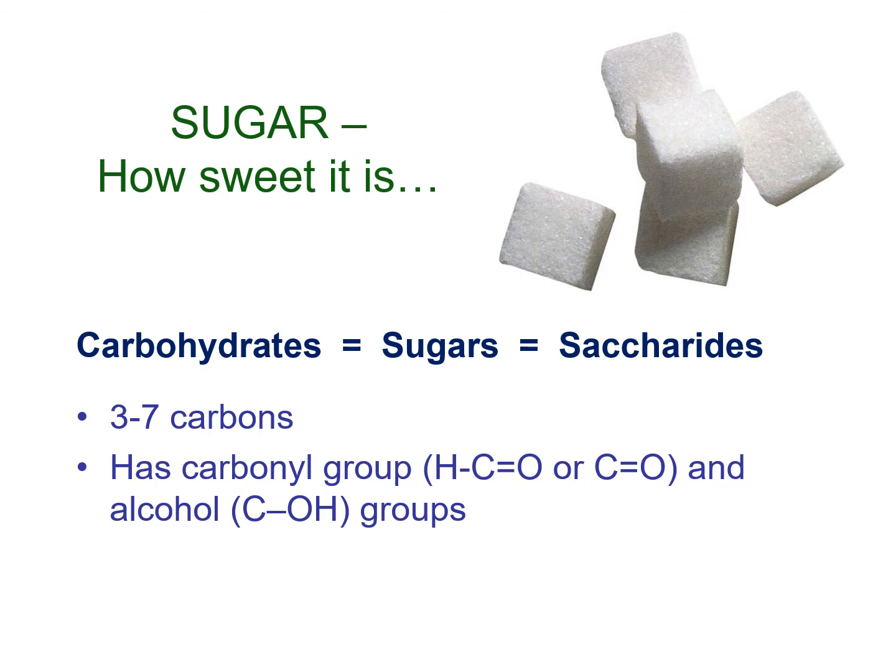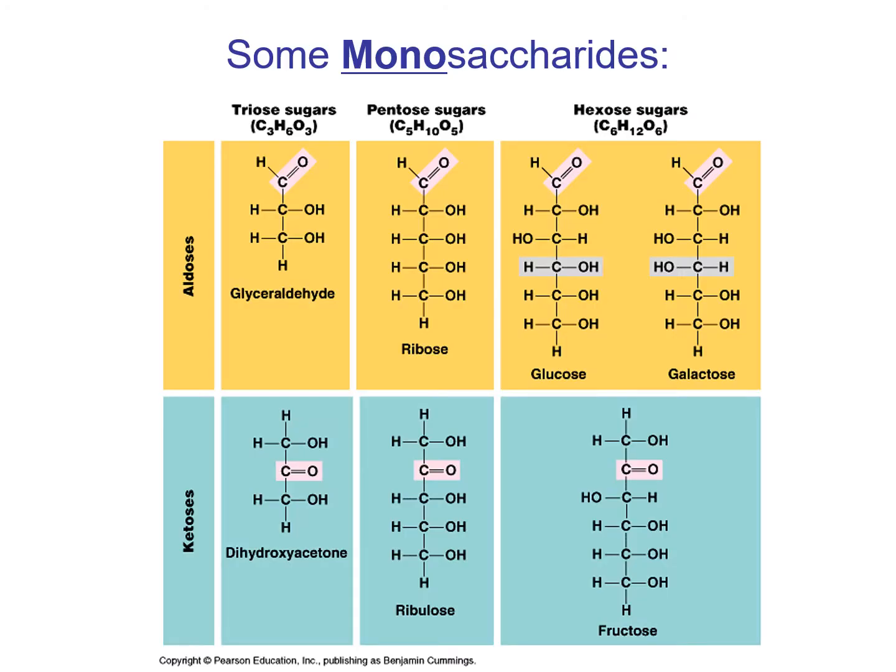We can have polysaccharides, which consist of many sugars stuck together. But the actual sugar itself, the monomer, is generally 3 to 7 carbons in size, and usually it's a ring-shaped structure, as we'll see. It has a carbonyl group at one end, and it has an alcohol group as well. So here are some typical monosaccharides. So these are the monomers that make up larger carbohydrates.